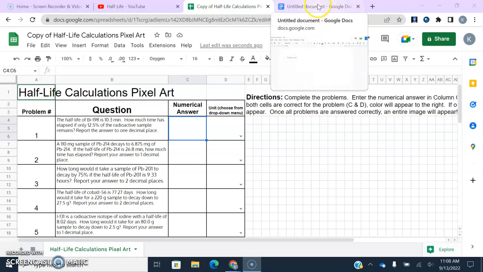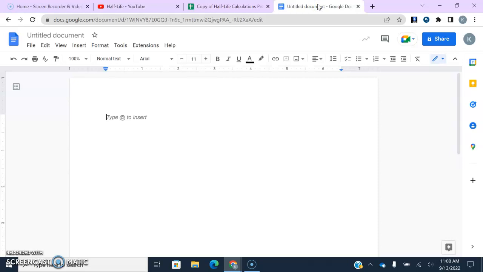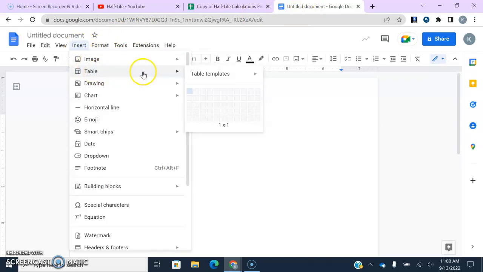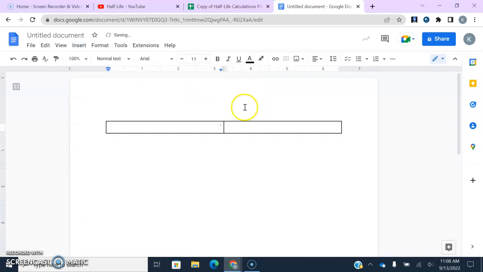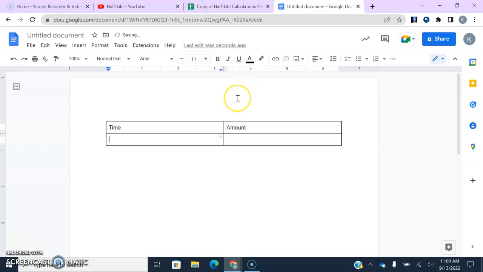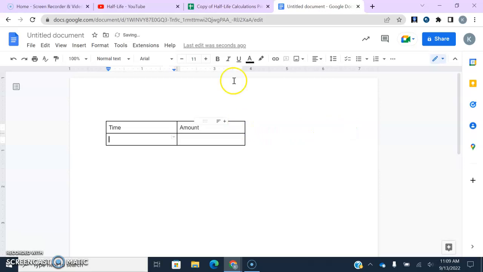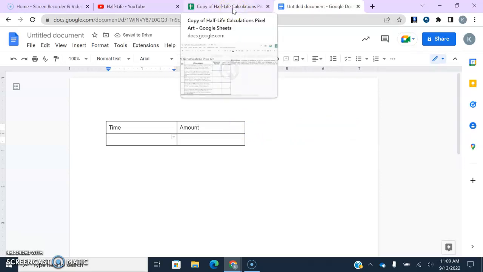I have a Google Doc here that I'm going to put a table in. You could also use an Excel sheet, it doesn't matter. I'm going to insert a table with 2 columns, one for my time and one for my amount, because we're doing half-life and we're going to do a T-chart. Of course, you can do this on a piece of paper, because this is self-grading, so I'll know if you're correct just by you having the correct picture.